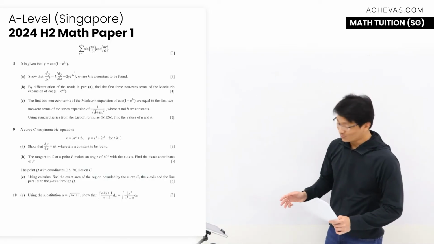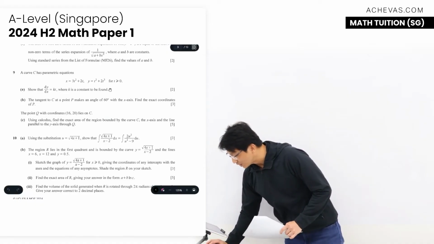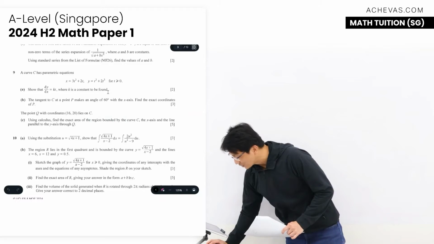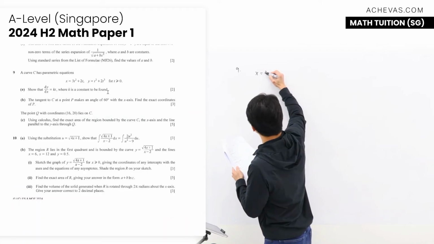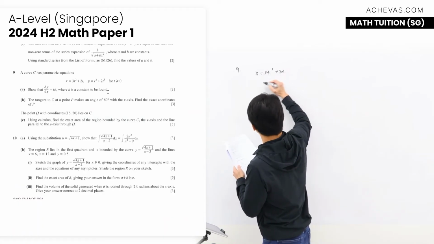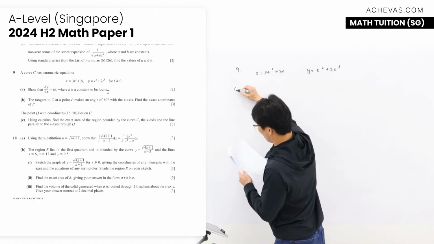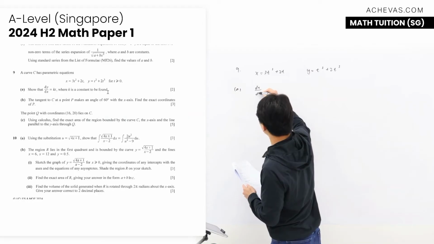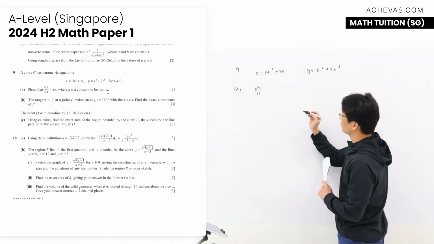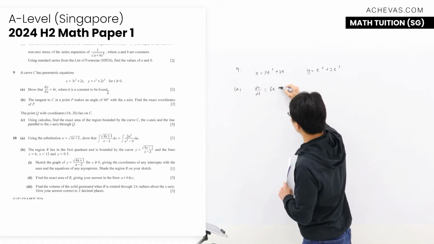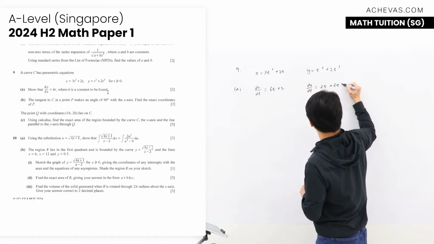Okay, so let's move on to question number 9. For question number 9, we are given this parametric equation, and the first part wants us to show dy/dx equal to kt. x equals 3t squared plus 2t, and y we have t squared plus 2t cubed. For part A, I just want to find the derivative of x and the derivative of y with respect to t first. I'll get dx/dt equal to 6t plus 2, and dy/dt equal to 2t plus 6t squared.